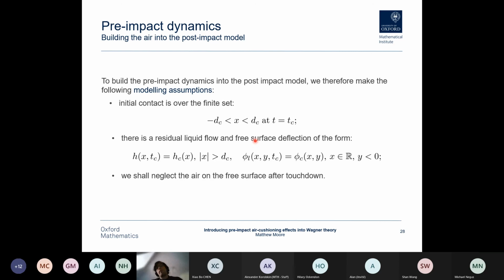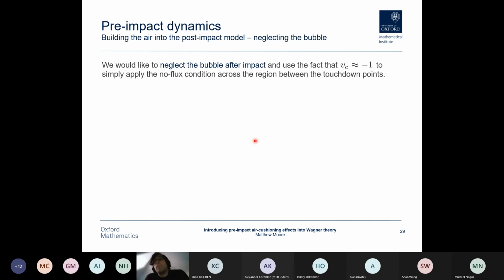So the one thing that we haven't spoken about yet is the entrapped air bubble. I've spoken about it a couple of times. This VC equals -1 really wants us to say, okay, let's forget about the bubble after touchdown and just imply the no flux condition between those two contact points, because it's consistent with this VC equals -1.